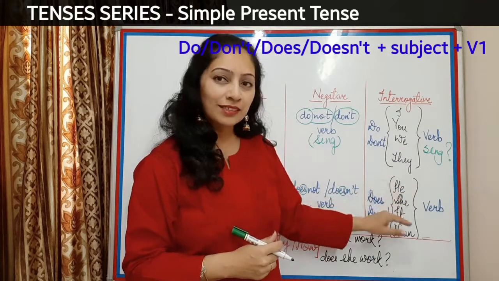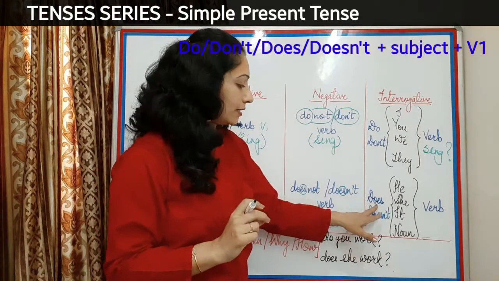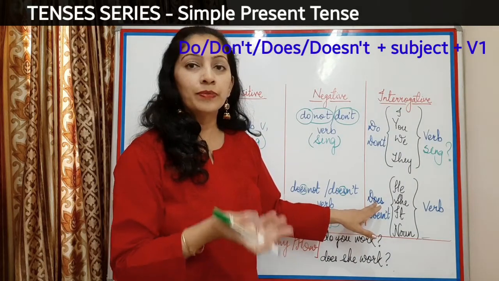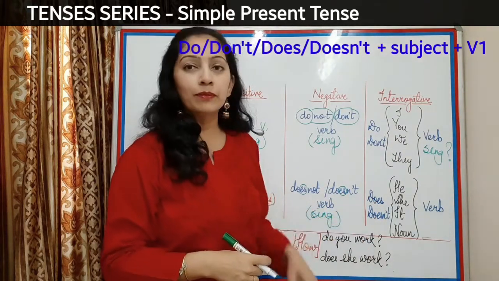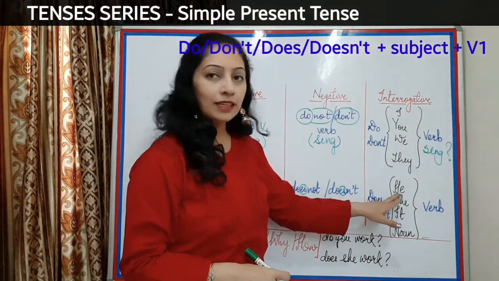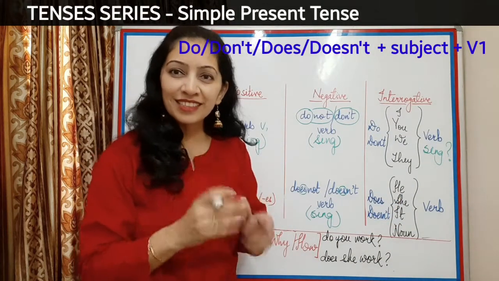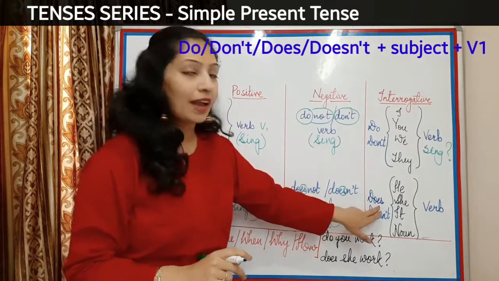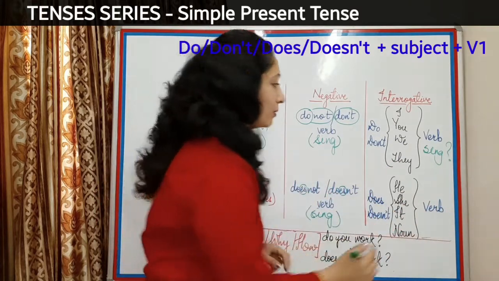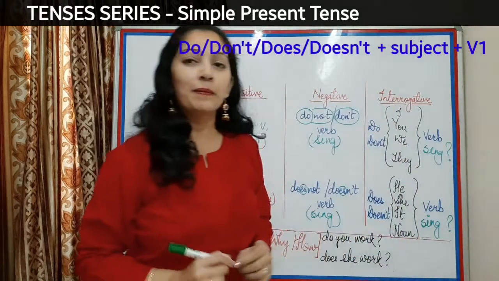Let's see what happens to the singular subjects. For singular subjects we will add the auxiliary verb does or doesn't. Again, does comes in affirmative interrogative sentences and doesn't will come for negative interrogative sentences. Let's start. Does he, what will come here? Sing or sings? Sing. No s, because we have already added s to the auxiliary verb. So we will not change the main verb. The main verb will remain as it is, sing. And of course a question mark.